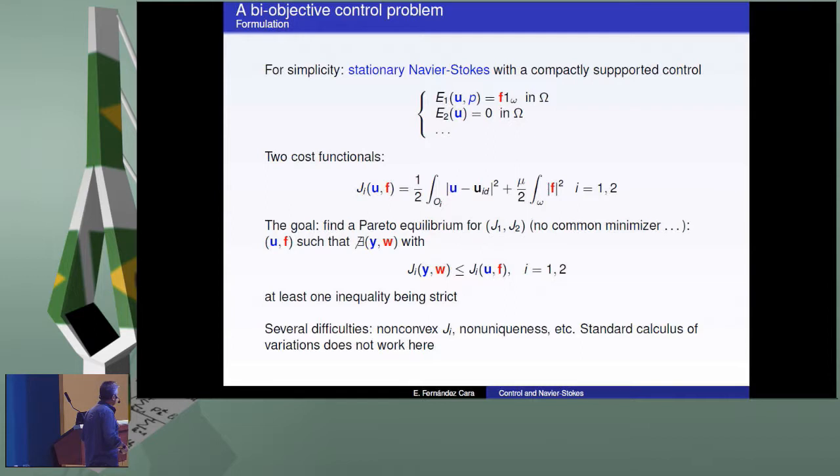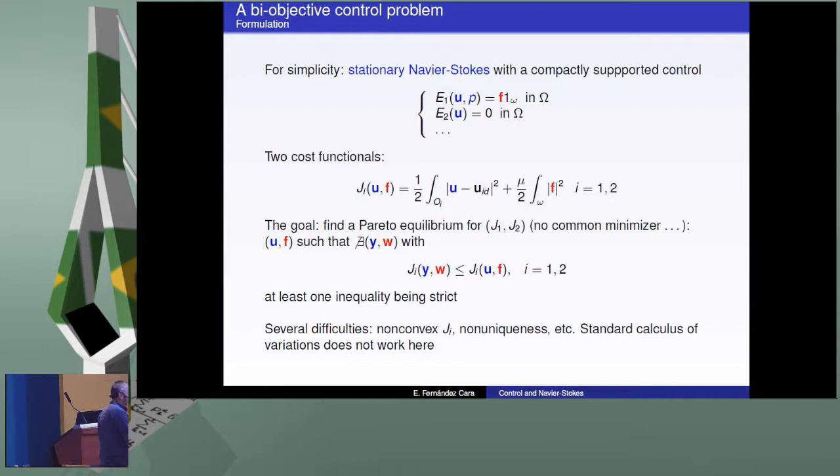So the goal here is going to be to find an F such that F together with an associated state U is a Pareto equilibrium for J1, J2, which means that there is no other couple, Y, W, that improves the values of J1 and J2 at the same time with at least one strict inequality here. This is what is called the Pareto equilibrium for the couple J1 and J2, and this is the goal of the bi-objective control problem that I'm considering here.